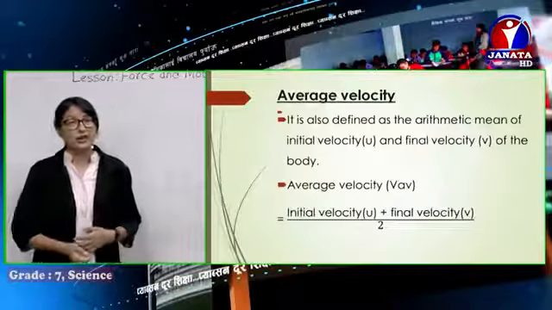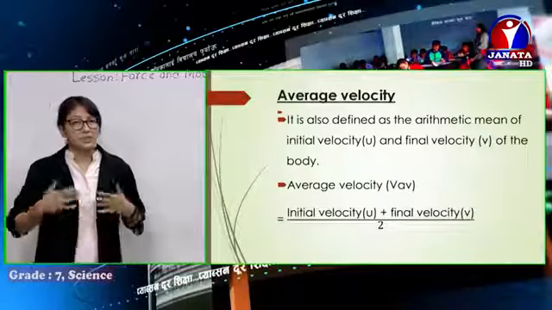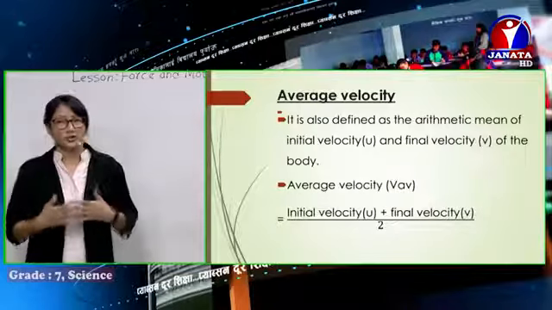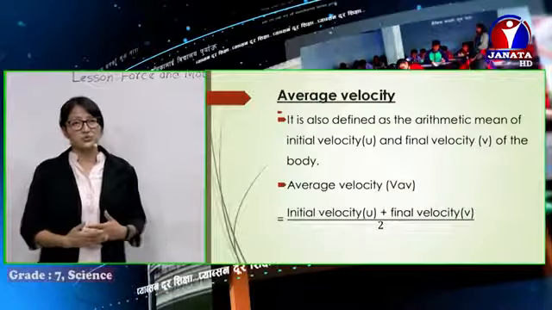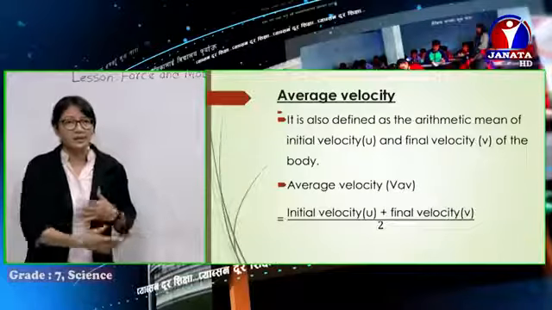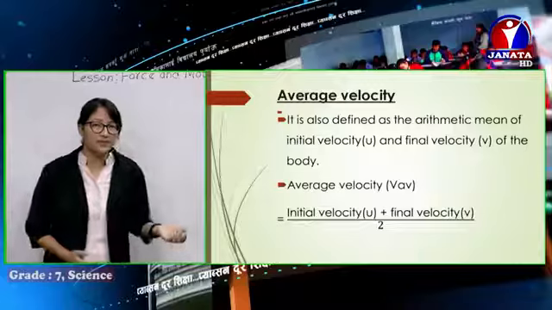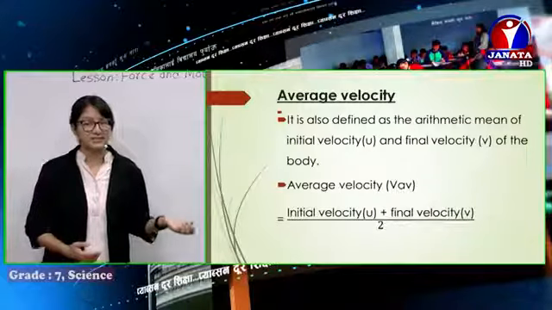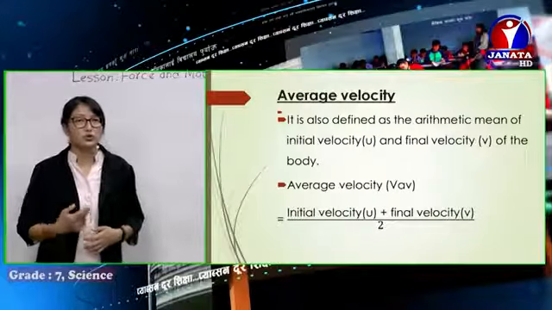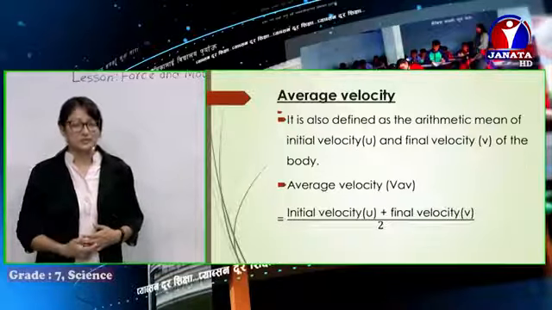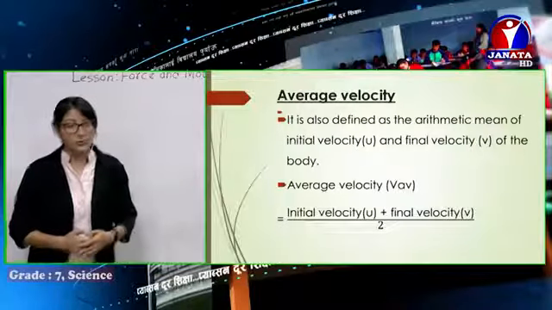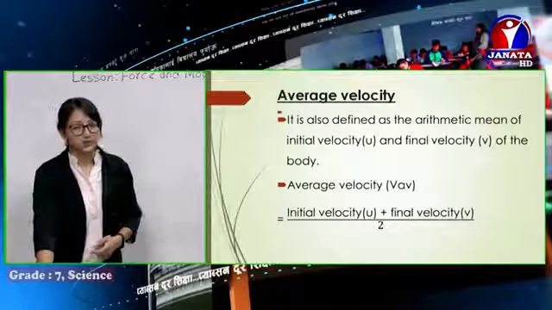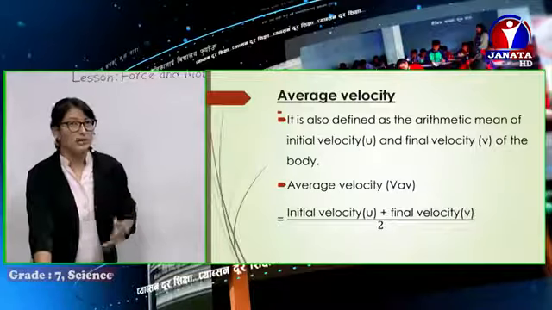We also define average velocity as the mean of initial and final velocity. Initial velocity means the velocity by which the body is moving in the beginning. For example, it's moving with 30 meter per second in the beginning, and the final velocity becomes 60 meter per second. We take the average of those two velocities. That is another formula of average velocity: initial velocity plus final velocity divided by 2. It's the arithmetic mean of the first and last velocity.